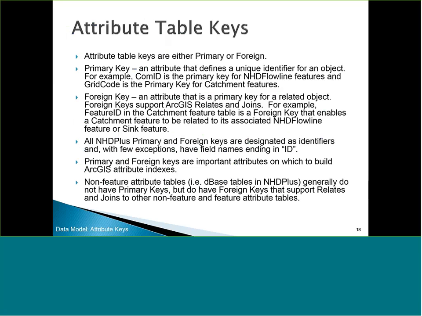Foreign keys are an attribute that is a primary key for a related object. Foreign keys support ArcGIS relates and joins. For example, feature ID in the catchment feature table is a foreign key that enables the catchment feature to be related to its associated NHD flowline feature or sink feature. All primary and foreign keys are designated as identifiers, and with few exceptions, have field names ending in ID.